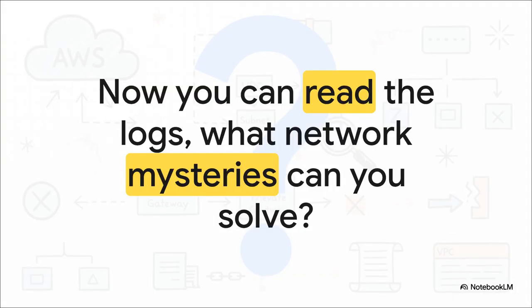And that brings us to the end of our case. We started with a failed connection and a log file that looked really confusing. But by understanding the route table, putting in a VPC peering connection, and finally learning how to decode the logs, we solved the mystery. So, the final question. That's for you. Now that you can read the logs, what other network mysteries do you think you could solve?